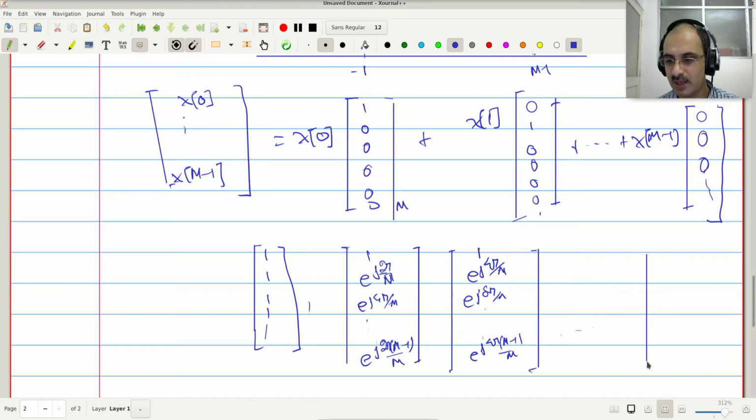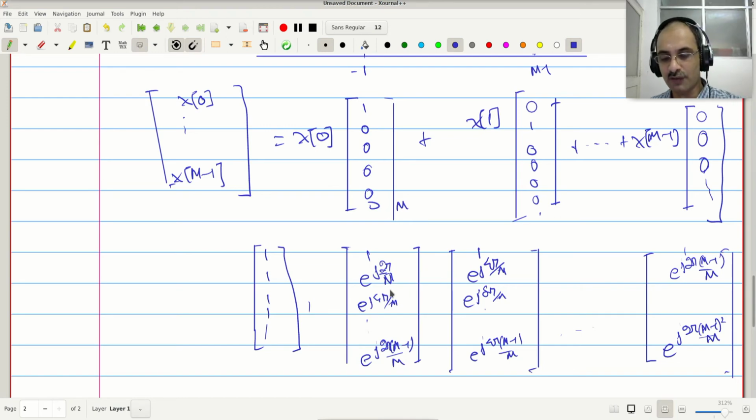So here the last one will be e power j 2 pi m minus 1 square by m, and here you have 1, e power j 2 pi m minus 1 by m, and so on. Okay, sorry about that. These are also orthonormal, meaning if you take the inner product of any one column with another column, that results in 0, which means these are also orthogonal matrices. It's just like a rotation of the axis.